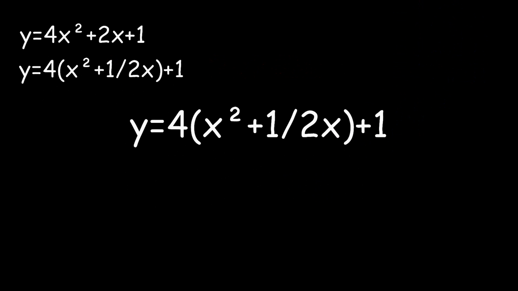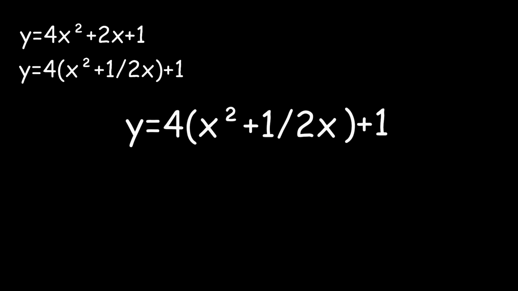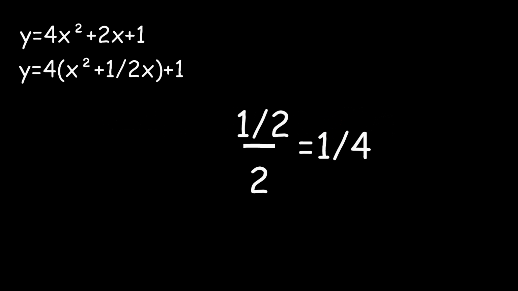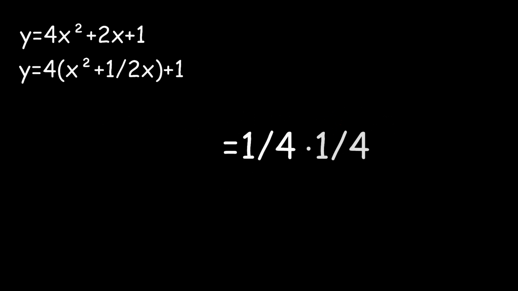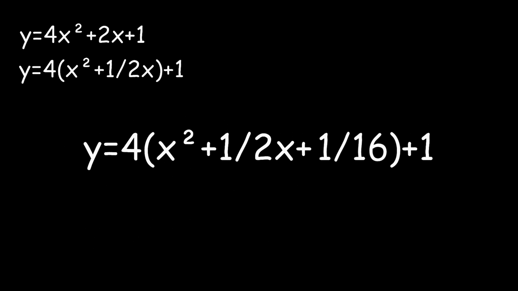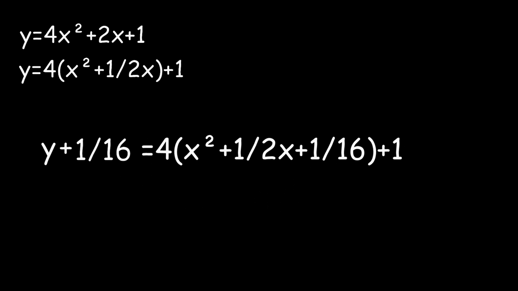Next is to make the perfect square trinomial. We have to find the half of the middle term and multiply its value by itself. So half of 1/2. Half of 1/2 is 1/4. Then we multiply that 1/4 to itself, which gives us 1/16. So we write down 4 times x squared plus 1/2 x plus 1/16. And don't forget the parenthesis. But remember, we have to add 1/16 on the other side of the equation. But since we have to isolate the y term, we subtract 1/16 to the other side.